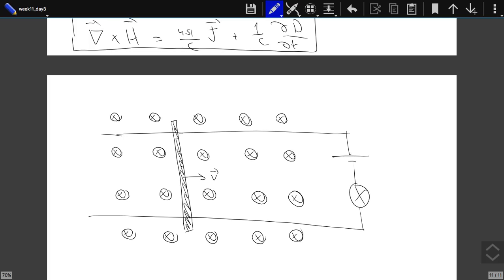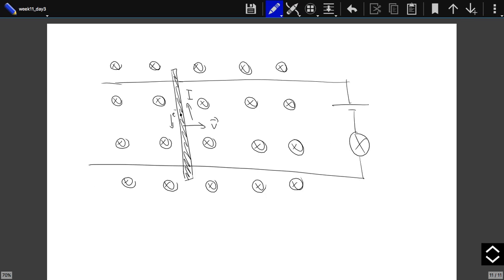Now let's just imagine one electron inside. So will there be a force acting on it? What will be the direction of the force acting on this electron? V cross B is upward, the electron has negative charge, so the force will be downward, so the electron will be moving downward. And hence there is a current moving upward.